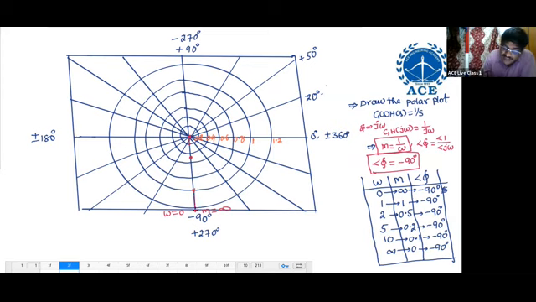Now, join all these points and give the arrow. This becomes the polar plot. This is the standard procedure. The polar plot should start at omega 0 and end at omega infinity. This is the standard procedure of drawing the polar plot. All plots we should draw like this.